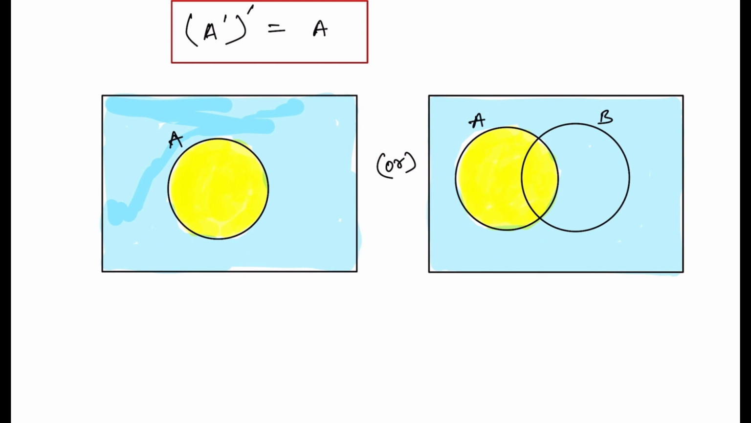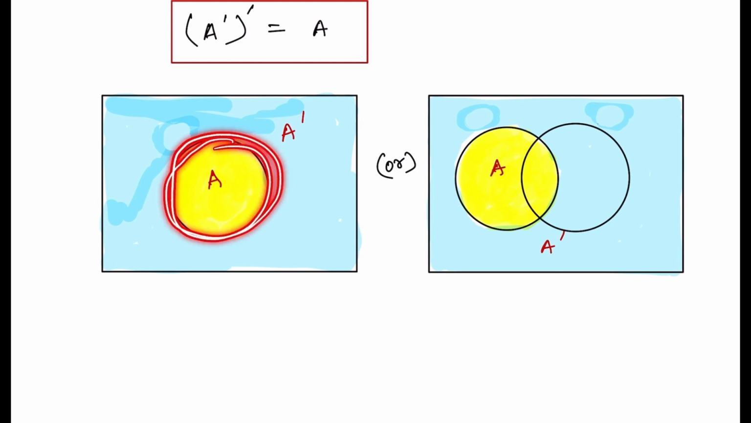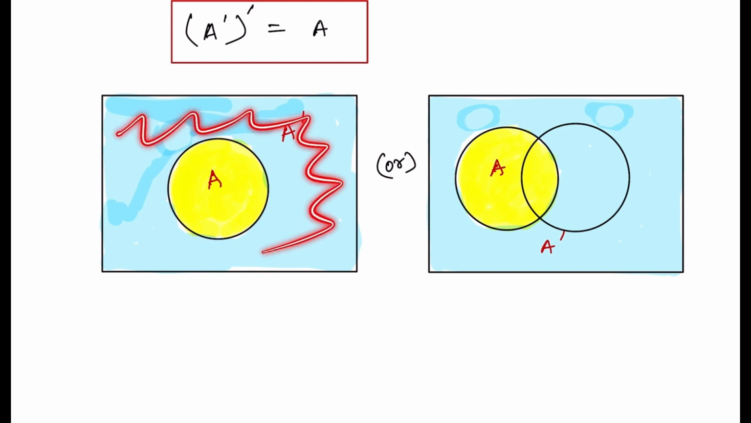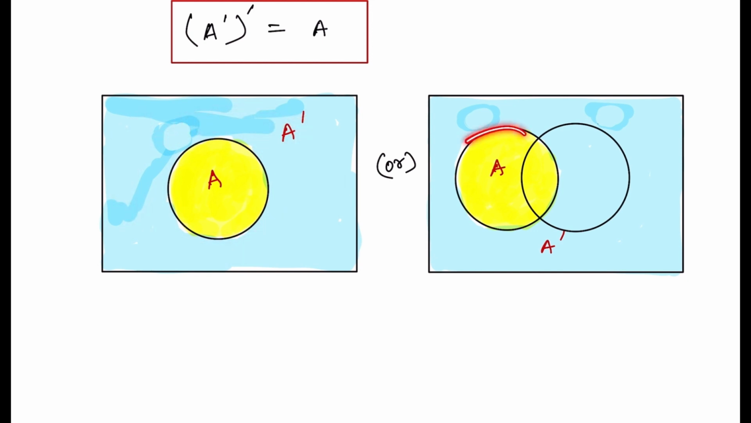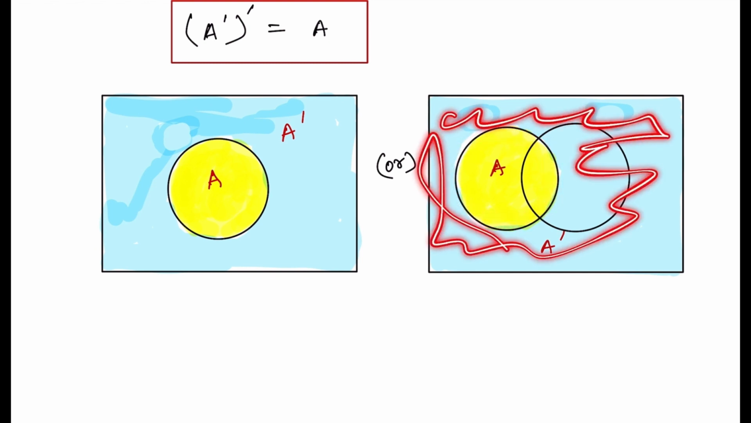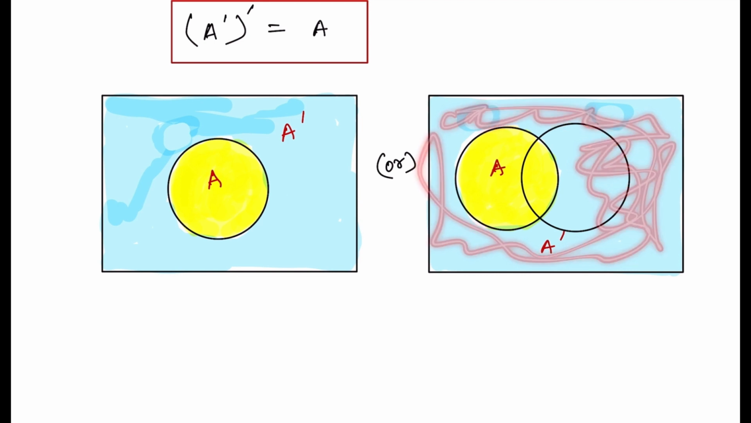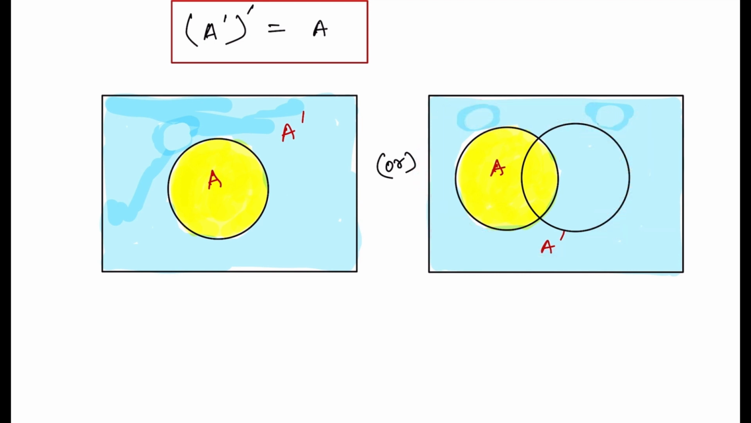So let me clarify it. This is the region of A. This blue region is the region of A complement; this blue shaded region is the A complement. Because inside this circle, all the elements belong to A, and outside the circle, whatever element is there belongs to A complement. So this is how you draw the Venn diagram for the complement of a set.